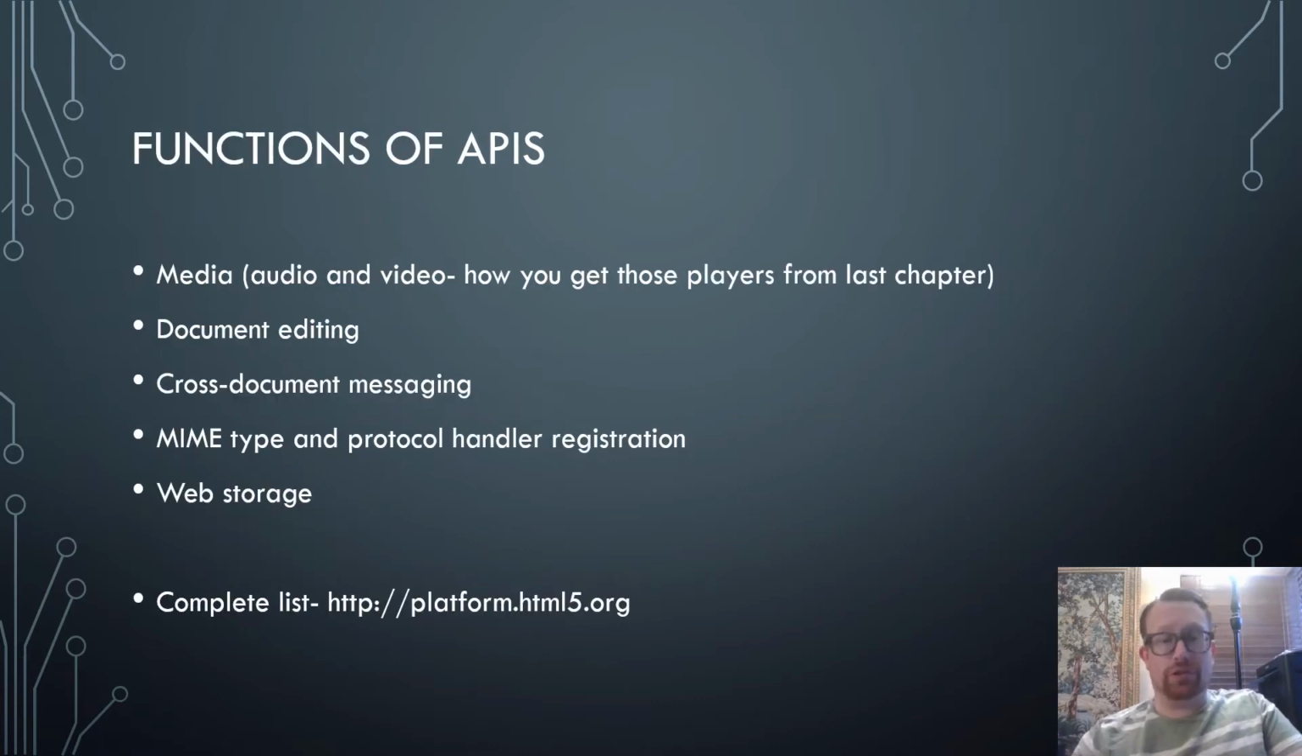So what are the functions of APIs? You can use them for media, audio and video. We talked about this in the last chapter, how you can embed audio and video into your web pages. They're also used for document editing, cross-document messaging, MIME type and protocol handler registration, and web storage. These are five of the main ones. If you want a complete list, you can go to the website listed there.